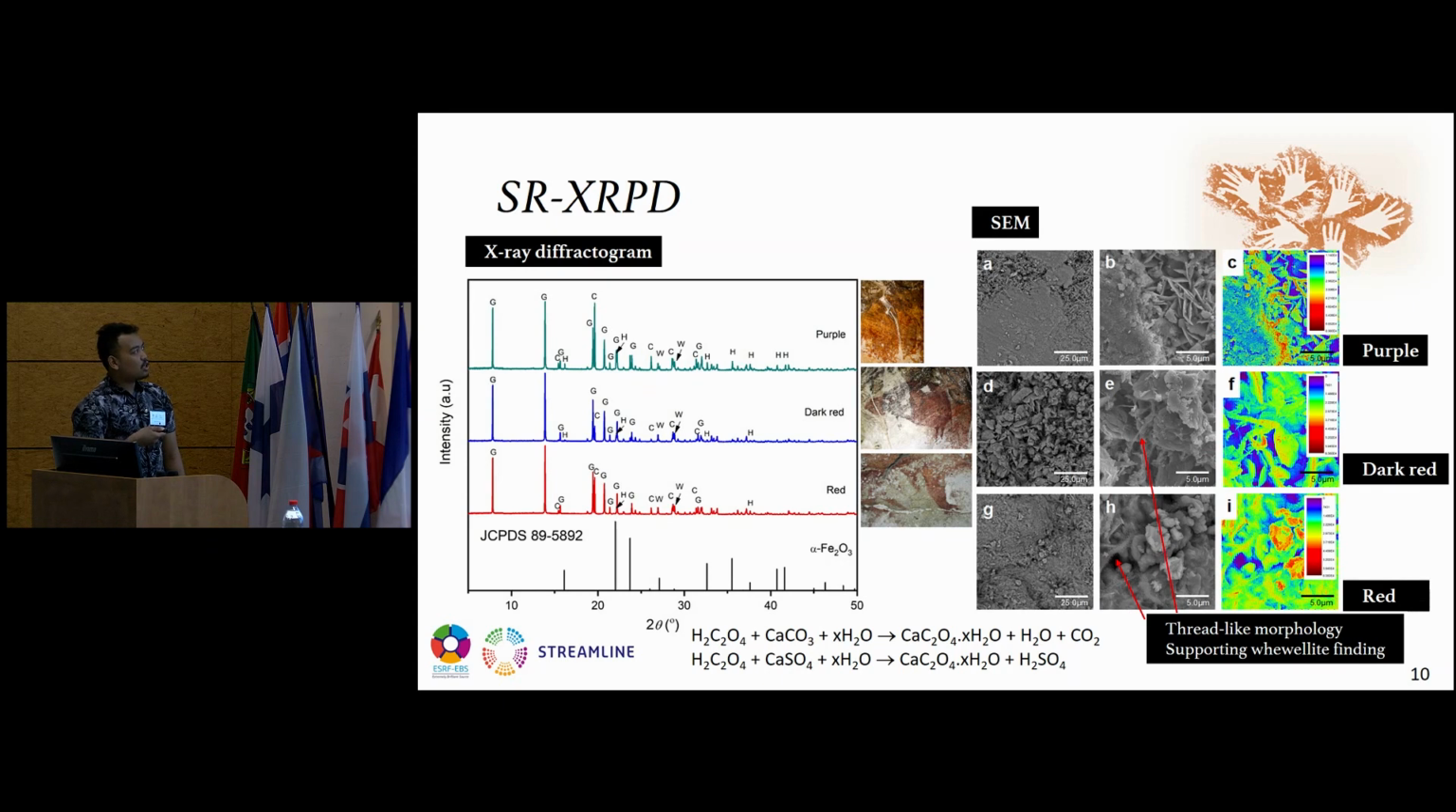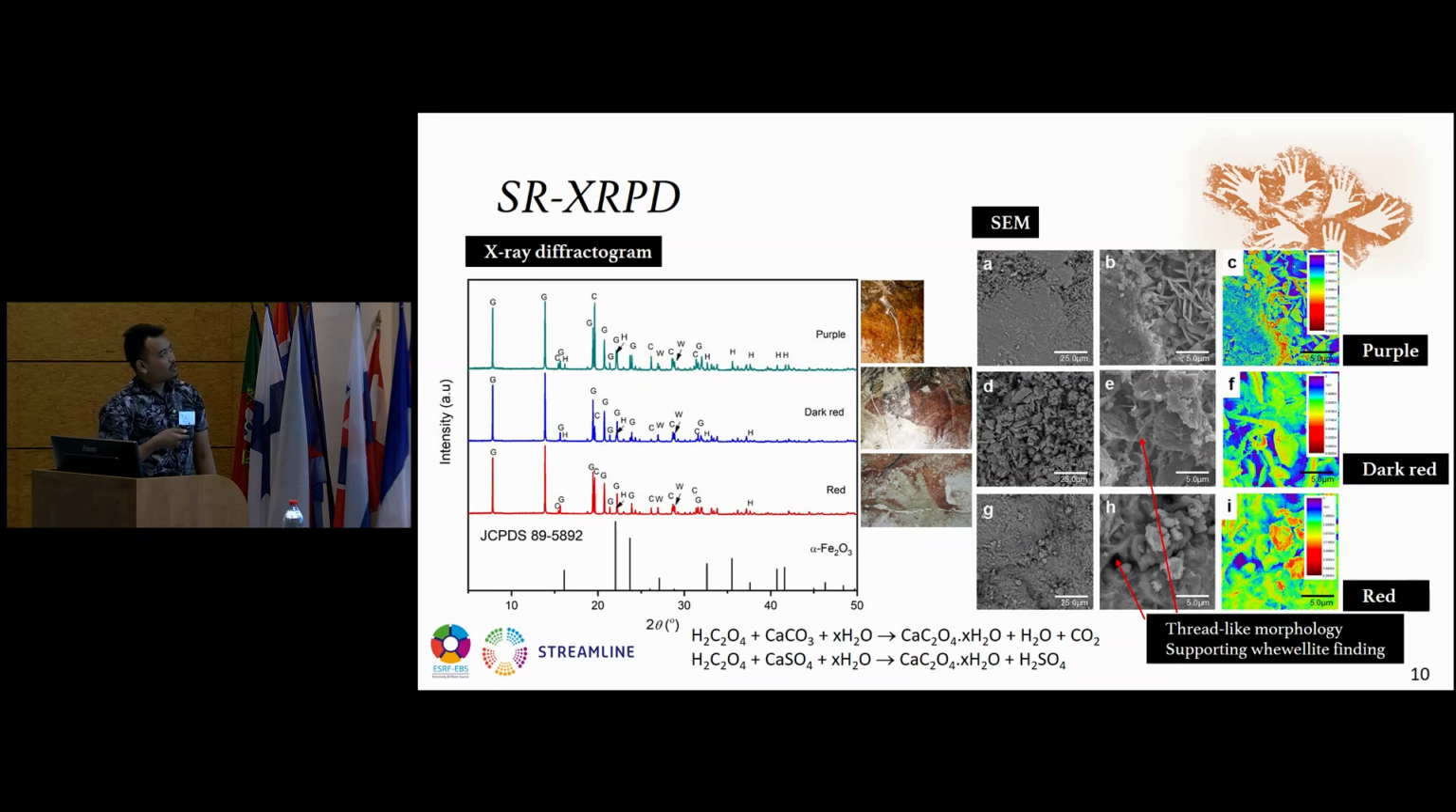Hematite is commonly used to make red pigments, something like this one. And we assume and conclude that the hematite is the coloring agent of the pigment materials.